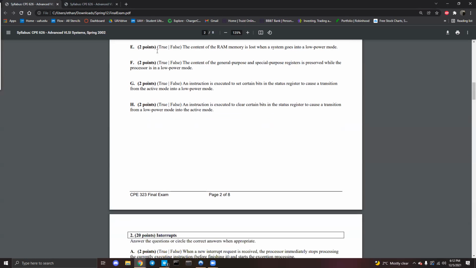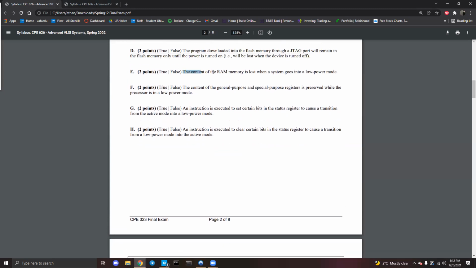That's that. And then E is just the opposite question. The content of RAM is lost when the system goes into low power mode. This is false. Hold on one second. No, that is false. Yeah.